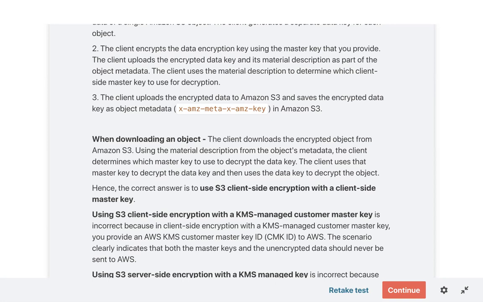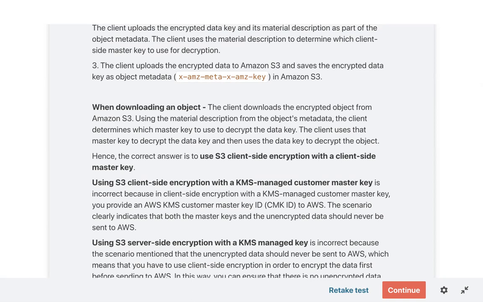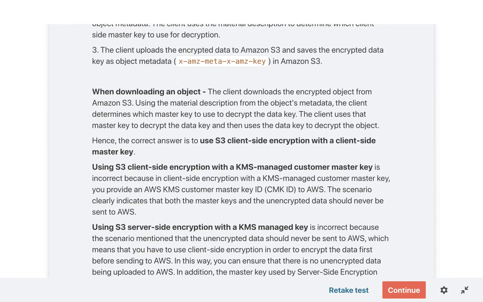When downloading an object, the client downloads the encrypted object from S3. Using the material description from the object's metadata, the client determines which master key to use to decrypt the data key. The client uses that master key to decrypt the data key, and then uses the data key to decrypt the object. Okay.